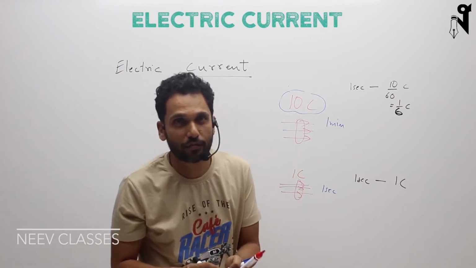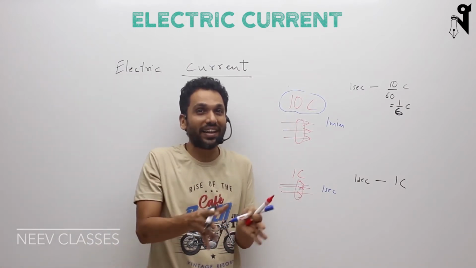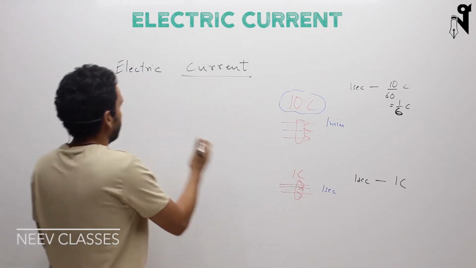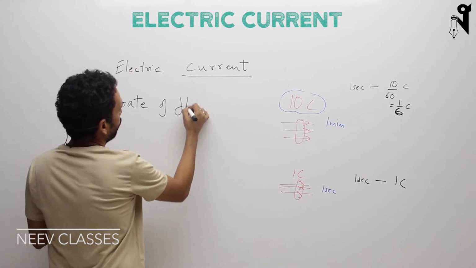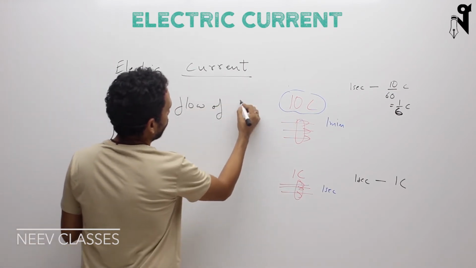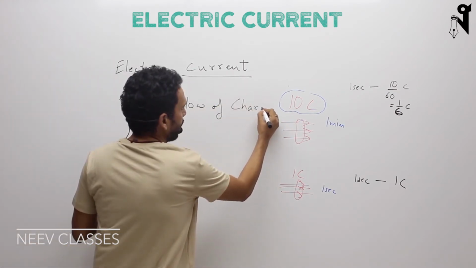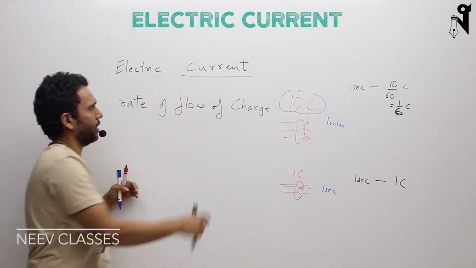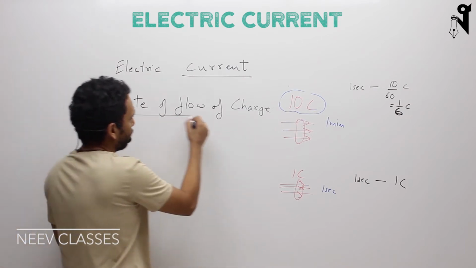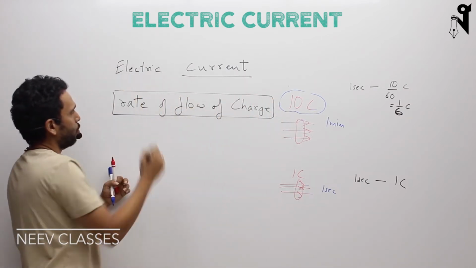So the current is in fact the rate of flow of charge. Rate of flow of charge. It is electric charge, by the way, over here. So this rate of flow tells you how much is the current.